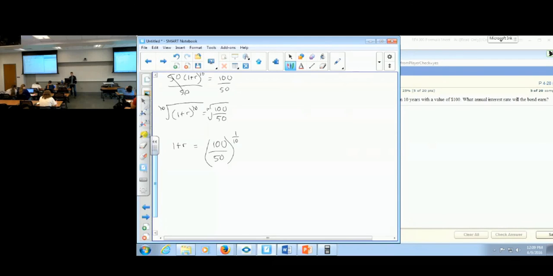Now I've just got that pesky 1 on the left-hand side, so I'm going to subtract 1 from both sides. So I'm left with, let's cancel out, r equals 100 over 50 raised to the 1 over 10 minus 1.